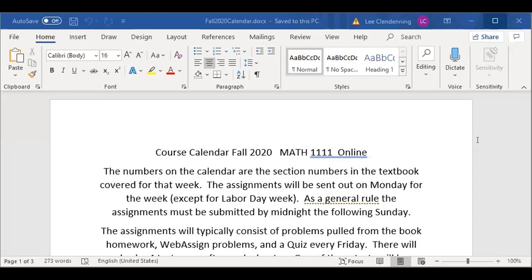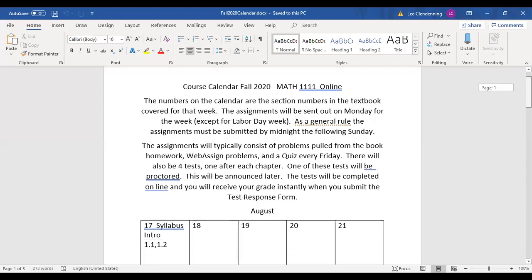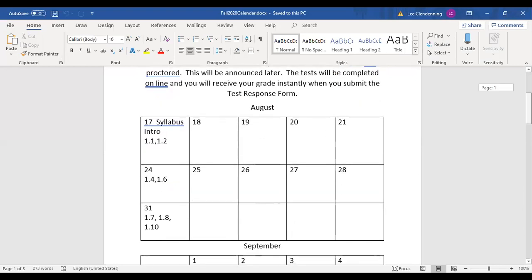All right, let's see if I can find the class calendar. And this is the same calendar for both my 1111 classes. As you go down through the numbers on the calendar, I show you the section numbers of the textbook covered for that week. We will be giving you the assignments by Monday of that week, of course, except for Labor Day week.